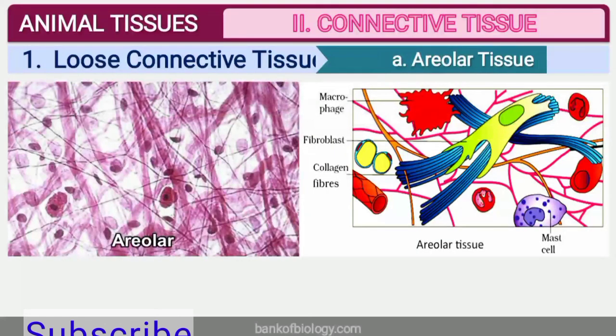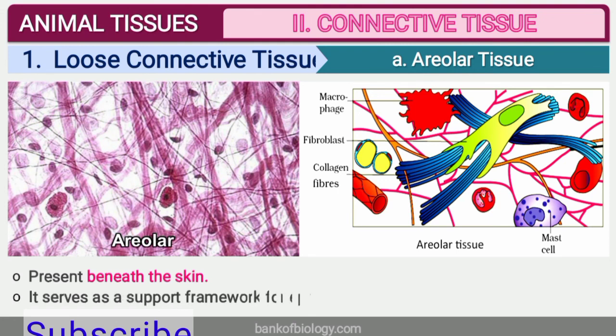Like loose connective tissues, we have areolar tissue. You can see in the diagram its arrangement. Areolar tissue has mast cells at the right below, and fibroblasts are just like fibers which are covering. You can see in the blue diagram these are the collagen fibers, and in the red topmost are the macrophages. It is present beneath the skin. It serves as a support framework for epithelium.